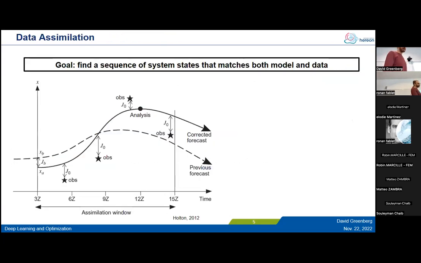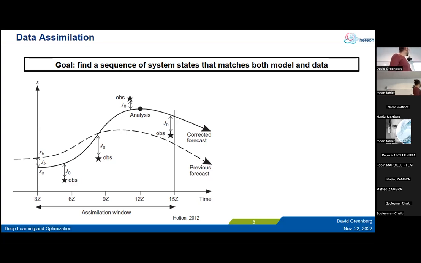So again, the basic idea is we have observations which give a noisy and incomplete representation of the system state. We have an unknown initial state for which we may have a prior distribution, some previous expectation of what it ought to be.